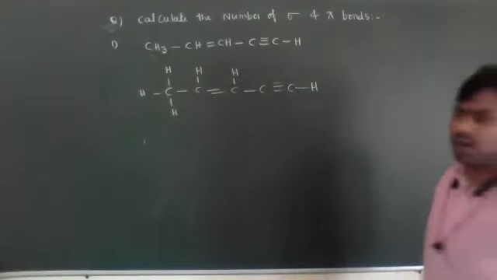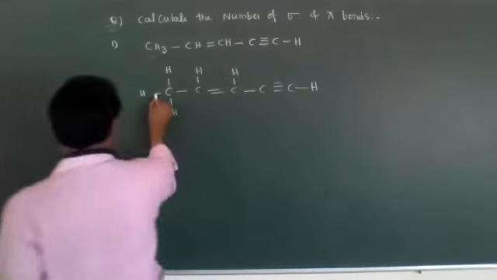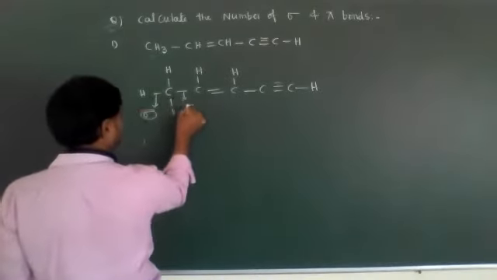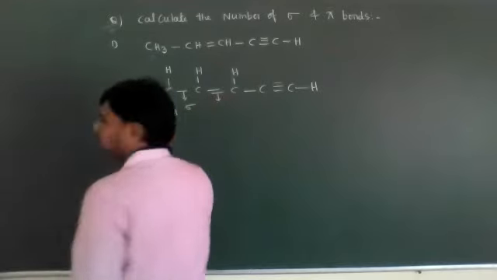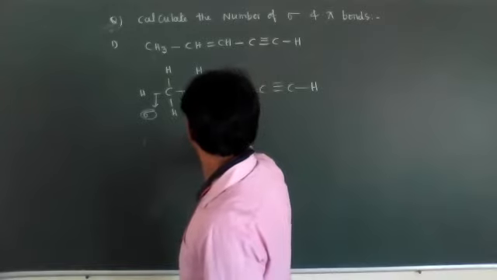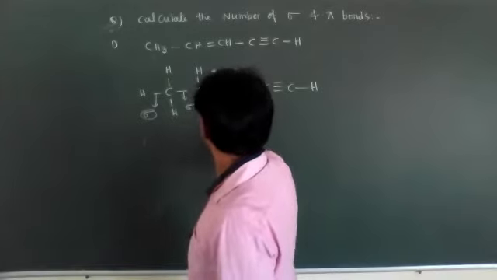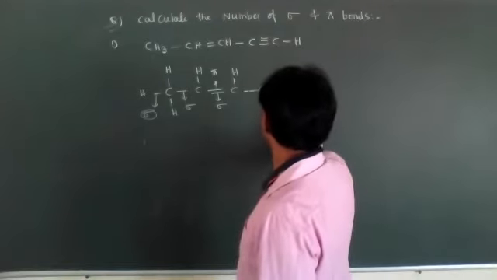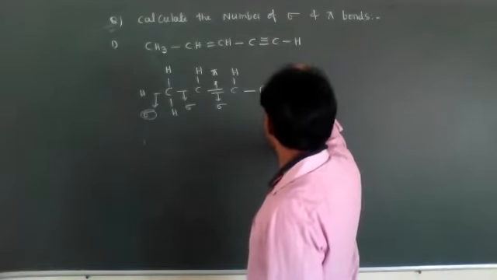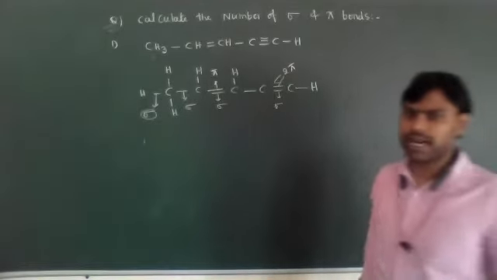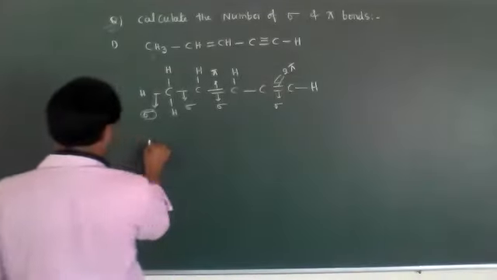Okay. This carbon and hydrogen single bonds are nothing but sigma bonds. This carbon-carbon single bond is a sigma bond, and one double bond is present: one sigma, one pi bond is present. Here a triple bond is present: one sigma, the remaining two are pi bonds. So you just have to calculate the number of sigma bonds.